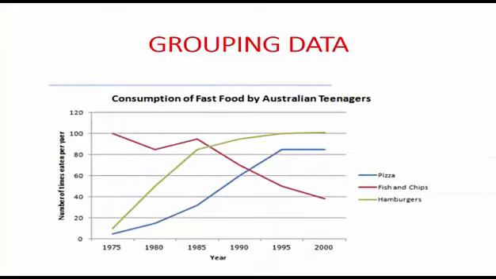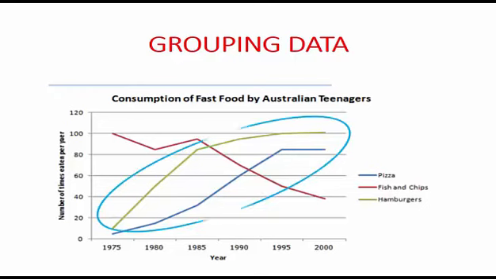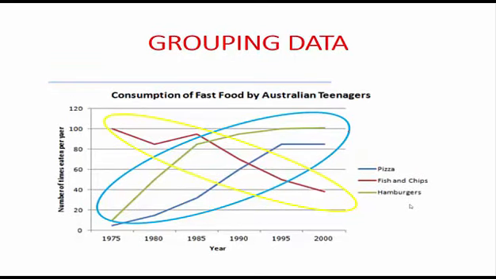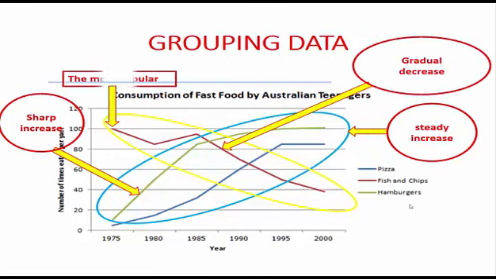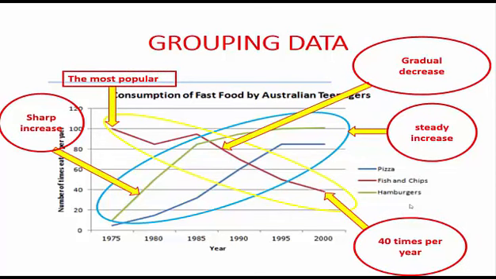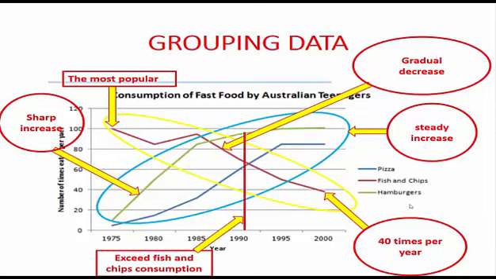Now let's see an example of how to group data. This Task 1 requires you to report the consumption of fast food by Australian teenagers. Look at the line graph. You can see 2 main trends: increase and decrease. The consumption of pizza and hamburgers steadily increased over the period. By contrast, that of fish and chips gradually decreased from 100 times to 40 times. By comparison, the number of times Australian teenagers ate hamburgers exceeded the consumption of fish and chips in 1990.